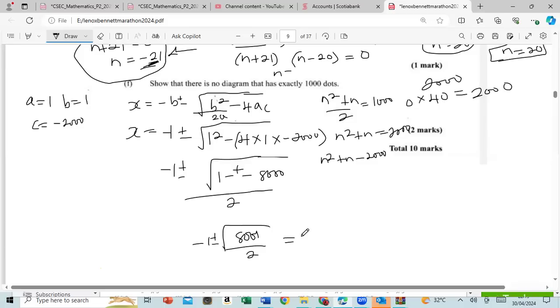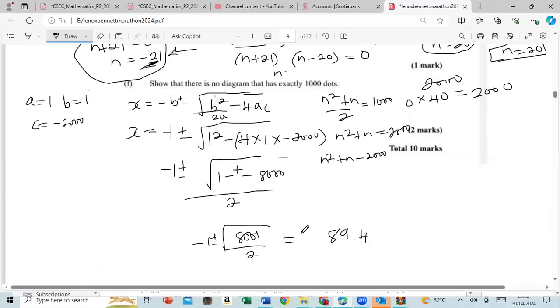So then we find the square root of 8001. I actually punched it on my calculator already. Let me just go back. So this now will be 8001, square root. Alright, so I'm gonna get 89.4. Let's put it to 1 decimal place.